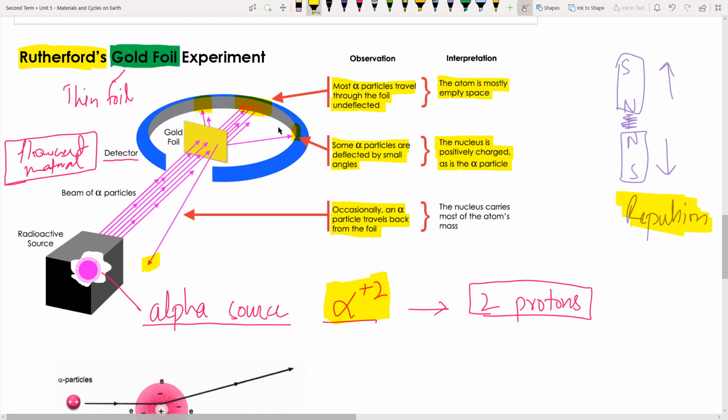It is able to repel these particles at a certain angle. And occasionally a few of these particles were bounced back. That means that the nucleus carries most of the mass of the atom, because these alpha particles went in and hit something hard and came back off, right? It bounced back off. That shows that most of the mass of the atom is inside the nucleus.